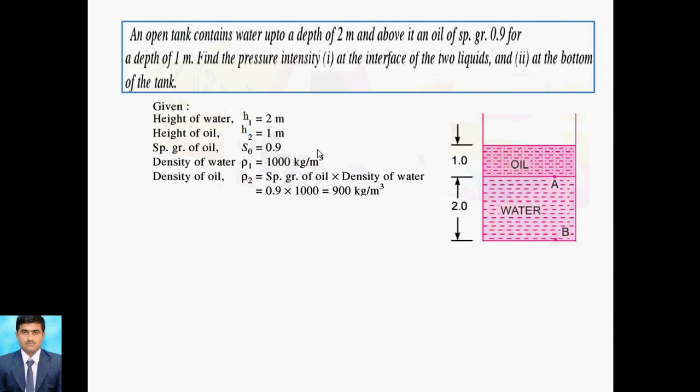H1 is 2 meter, H2 is 1 meter, and the specific gravity is 0.9. That's why rho 1 is 1000 kg per meter cube because water is there. And rho 2, convert this 0.9 into density, that is 900 kg per meter cube. Now we know the relation P is equal to rho gh, that is height. So we go for the interface at A. We require the pressure at A, so we use the relation P is equal to rho gh.